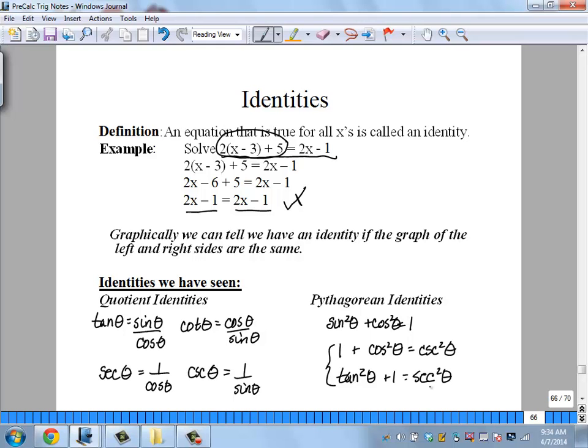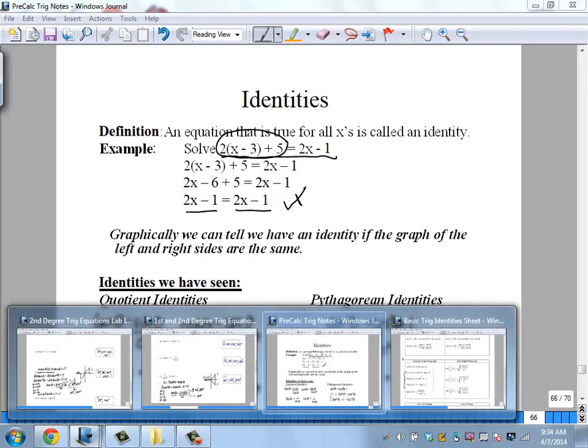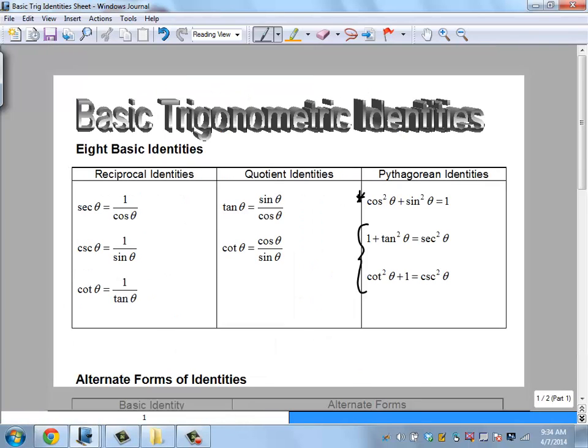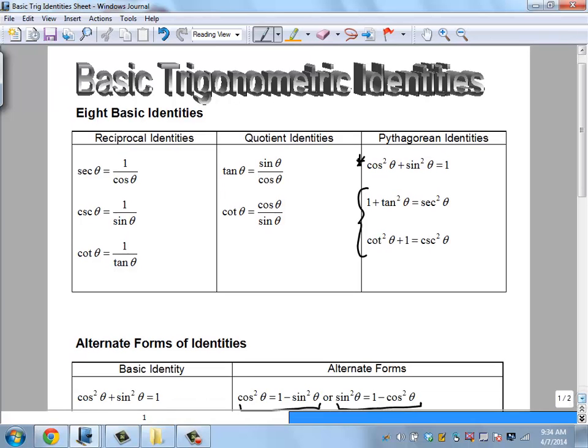Now, you do have in your packet this identity sheet. And if I put it on the first page, you'll see what I just went through. These are the reciprocal identities. Here are your quotient identities, where you have tan theta is sine over cosine and cotan is cosine over sine. And then here are your Pythagorean identities, where here is your main identity, which is cosine squared theta plus sine squared theta equals 1. And then by manipulating it, I get these other two. So please refer to this as you're going along.